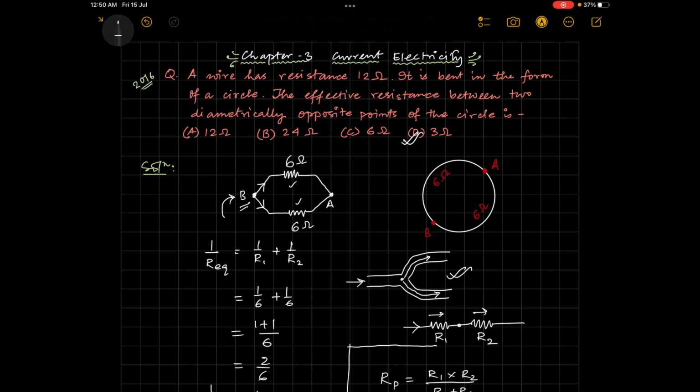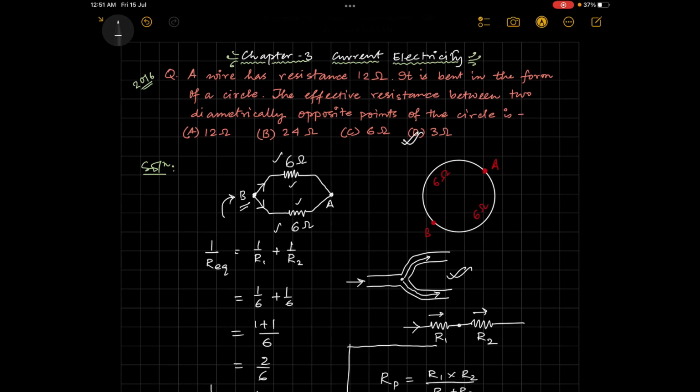You could have simply guessed the answer to this problem without even solving the problem. For that, you have to know that the equivalent resistance, when the resistances are connected in parallel, is always less than the smallest of the resistances. For example, the two given resistances here are 6 ohm and 6 ohm. So your equivalent parallel resistance will be less than 6 ohm.